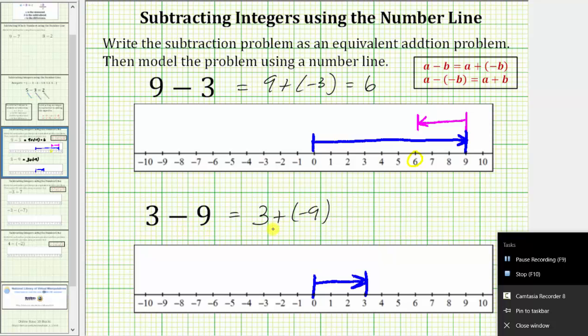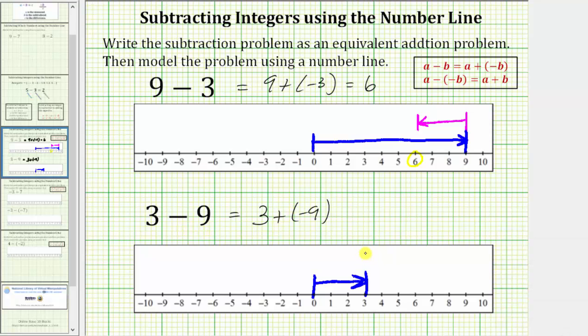To subtract 9 or add negative 9, we move left 9 units from positive 3, which brings us to negative 6, which is the difference as well as the sum. 3 minus 9 equals negative 6, and 3 plus negative 9 equals negative 6.